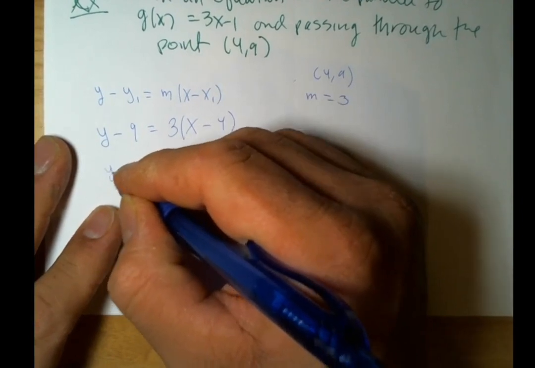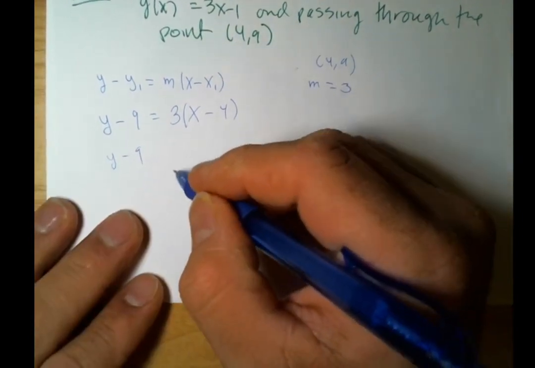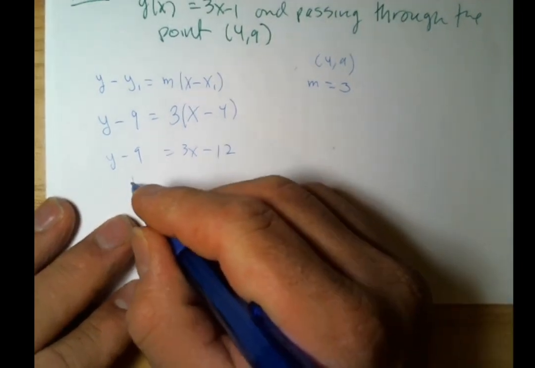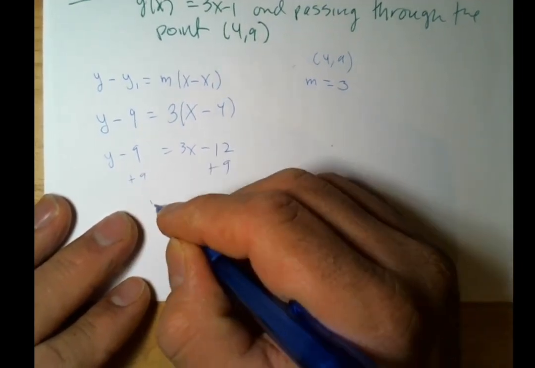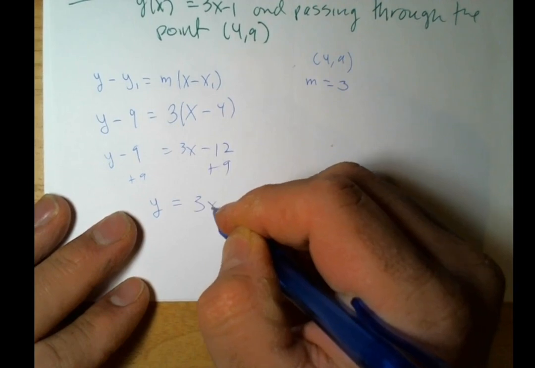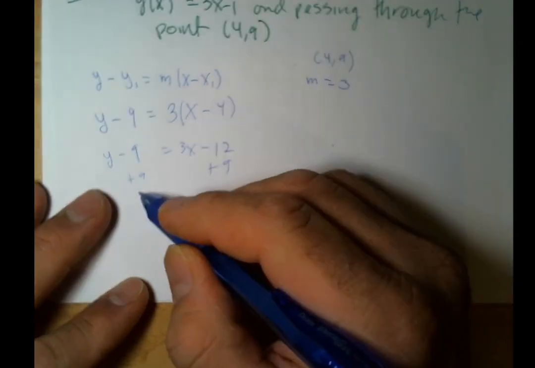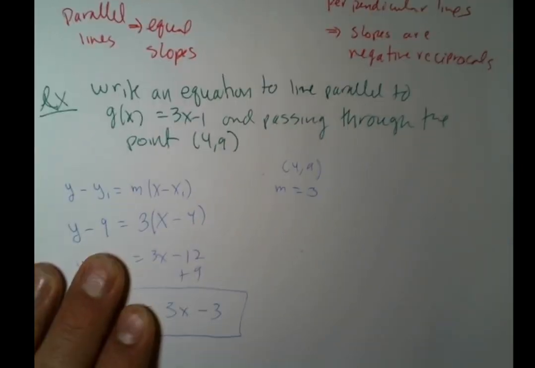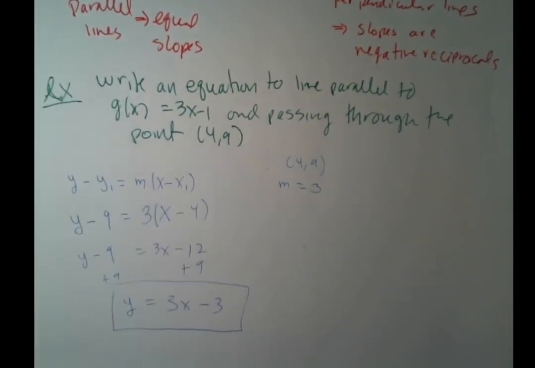Then let's simplify and get it into slope-intercept form. 3x minus 12, add 9 to both sides, and we get y is equal to 3x minus 3. These will be parallel: they have the same slope and different y-intercepts, so I know it's not the same line. Okay, so that's how we work with parallel lines.